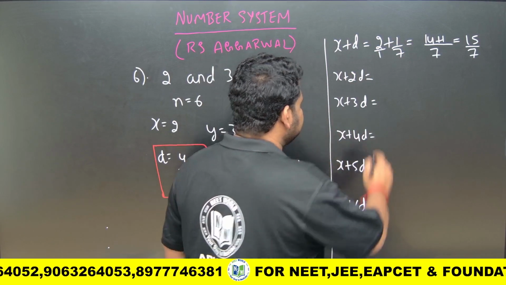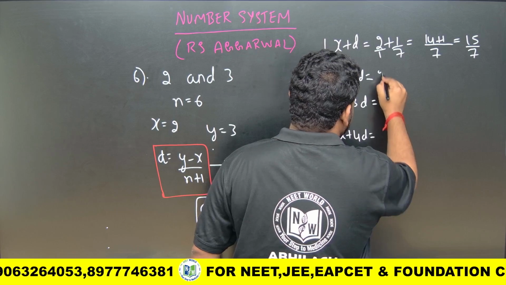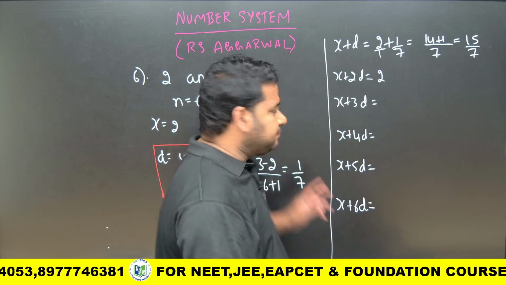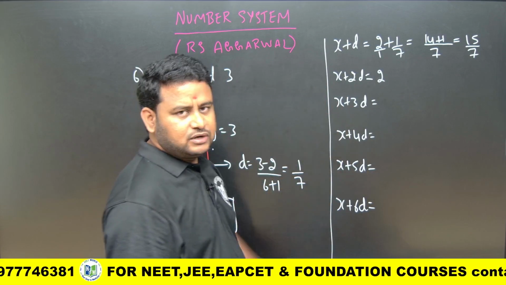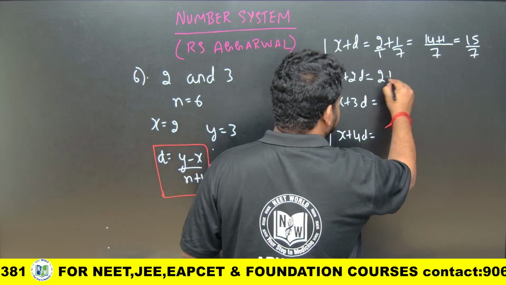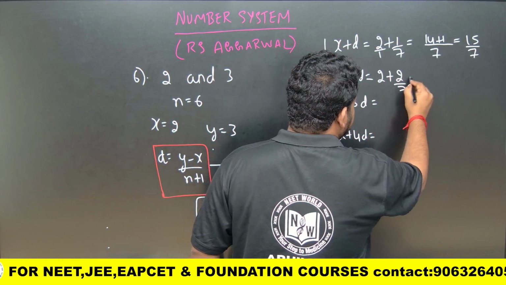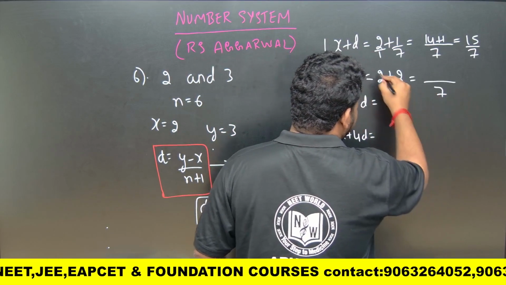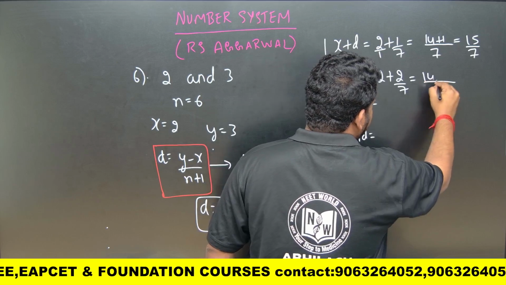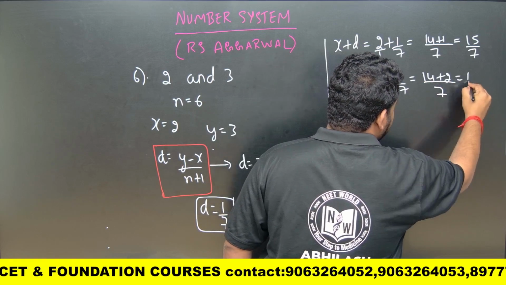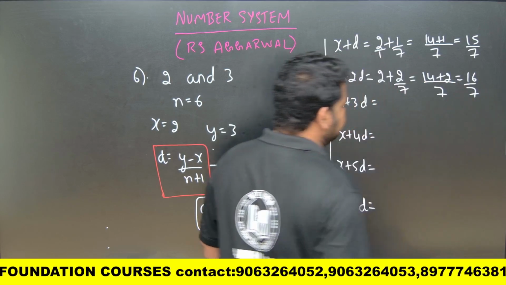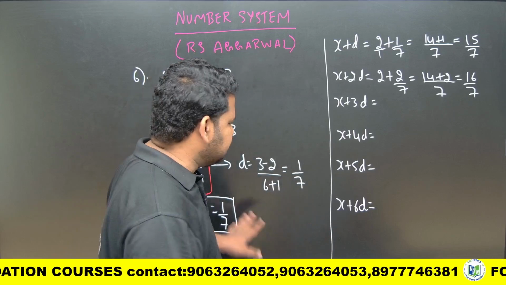Let us look at the second number. That is the second rational number between 2 and 3. That is x is 2 and 2d means I can write it as 2 by 7. This gives me LCM 7. Again, 7 2s are 14. 14 plus 2 is 16 by 7. Easily, using this method, I am getting it.